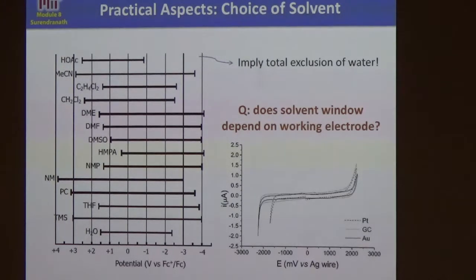You can go even further. There are ionic liquid media that can expand the solvent window even more. I think probably the largest solvent window ever recorded was on the order of around 8 to 9 volts in certain ionic liquids that are very pure.